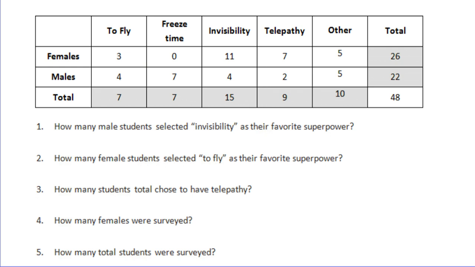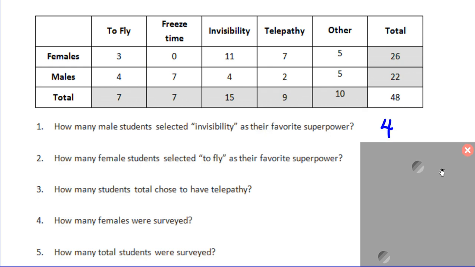So with that in mind, let's see if we can answer some questions using the two-way table. They want to know how many male students selected invisibility as their favorite superpower. So if I go to the males and I pick invisibility, there are 4 in that category. The next one says, how many female students selected to fly? So females to fly, that would be 3. How many students total chose to have telepathy? Well, telepathy is my category here. I want the total, so that would be 9.